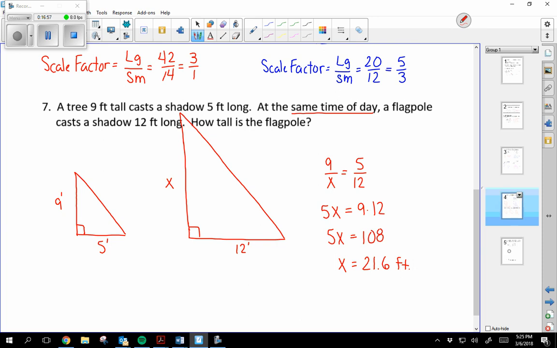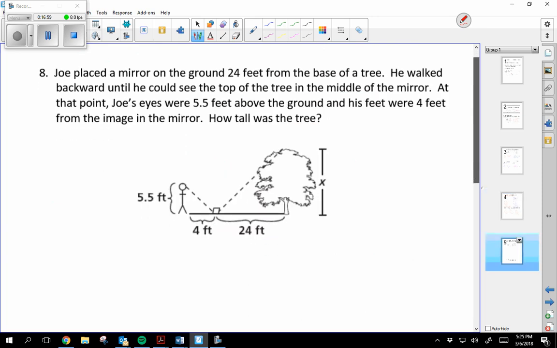And on to our last problem. In this last problem, we have Joe placing a mirror on the ground 24 feet from the base of the tree, and then he walks backwards. He walks backwards until he can see the top of the tree in the middle of the mirror.